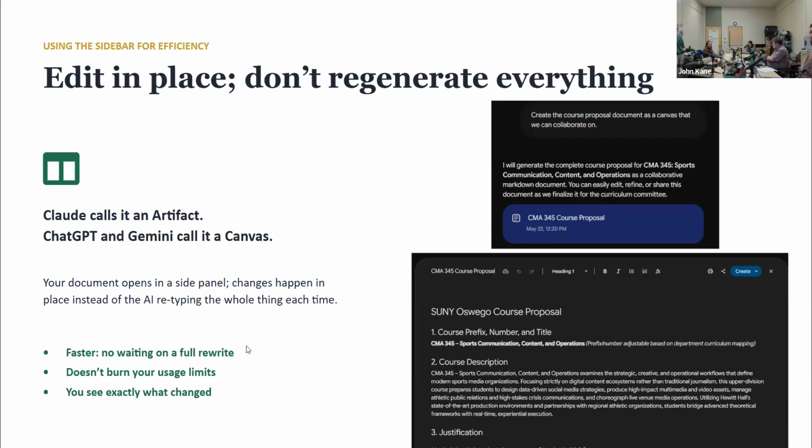The little blue box there in the top right pops up. And when I click that, now a sidebar shows up. And I can say, change the course prefix, change this part of the course description. And instead of regenerating an entire document every single time, it's just going to hone in on those pieces that I needed it to change, and thus your usage limits still are a little bit less overstressed. The challenge, though, is these usage limits still exist.